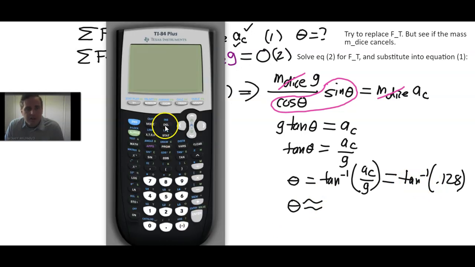All right, so let's make sure our calculator is in degree mode, and it is. So I clicked on mode, and now I'm going to do second quit. Let us type second tangent, and that's inverse tangent, of 0.128. Okay, so it looks like we've got approximately 7.29 degrees.